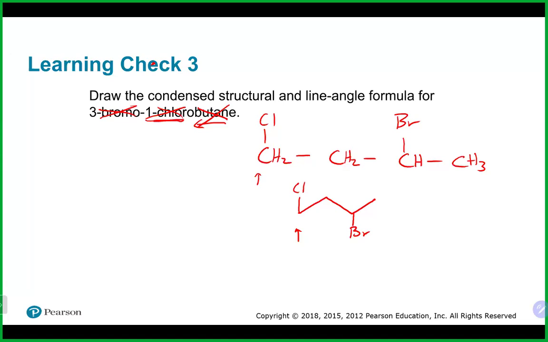Expanded is pretty much just like the condensed, other than you just draw out the hydrogens on everything that has hydrogen. So this would be technically your expanded formula here. Looks something like this. And you basically just draw out the hydrogens.